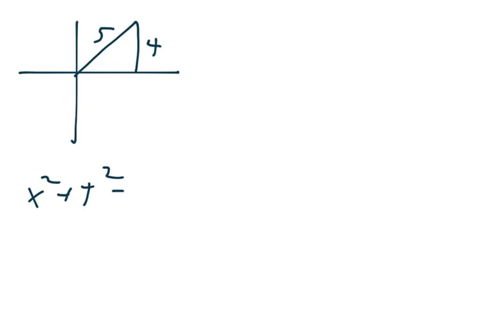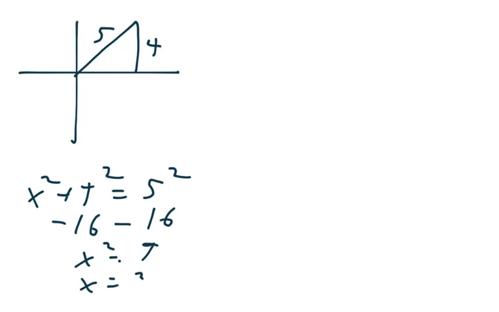For number 13, they said we're in the first quadrant, and they said the sine was 4 over 5. When I do my Pythagorean theorem, and I subtract 16 on both sides, x squared equals 9, so x equals 3. So that one right there is 3.